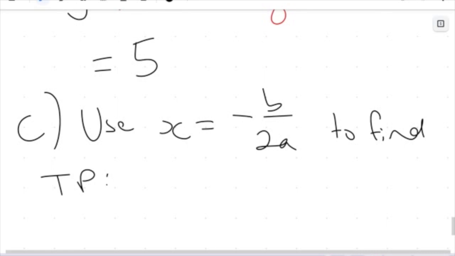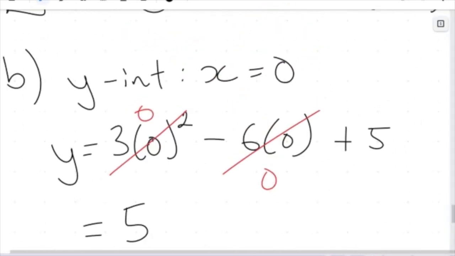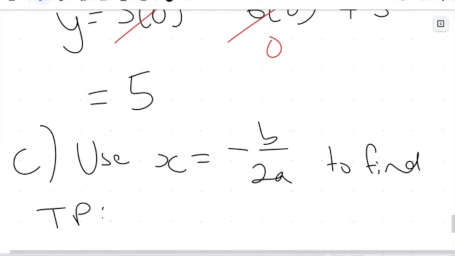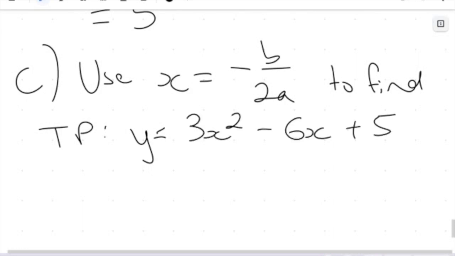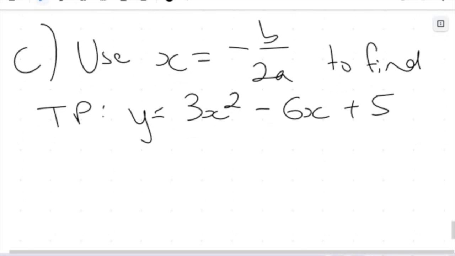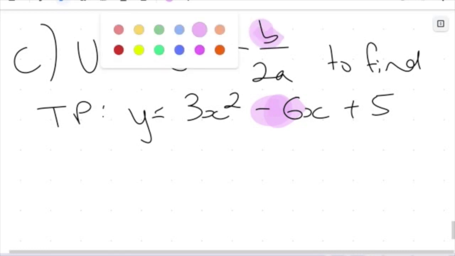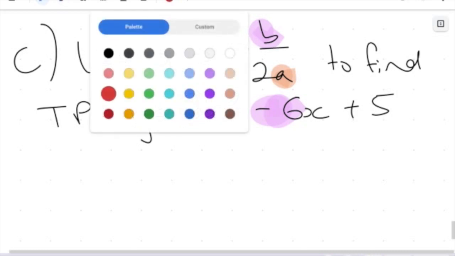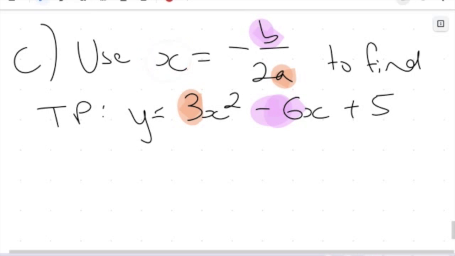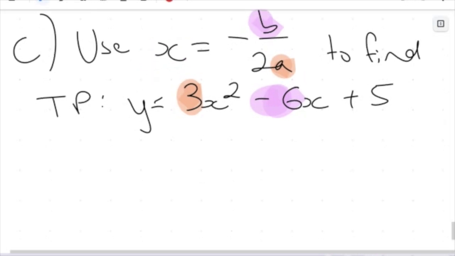Okay, now for this, we just want to sub in a value of b from my equation and a value of a. So writing out my equation again, that's y equals 3x squared minus 6x plus 5. And here we have to be careful of our signs, but I have my b here and I have my a here. And I'm going to substitute those in to find the x coordinate of my turning point. And then we're going to figure out how to find the y coordinate after that.